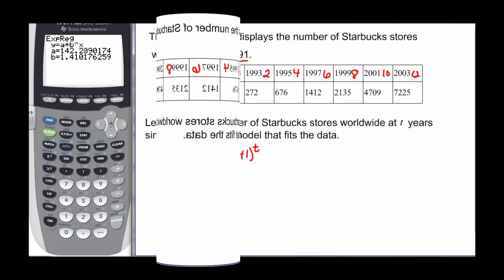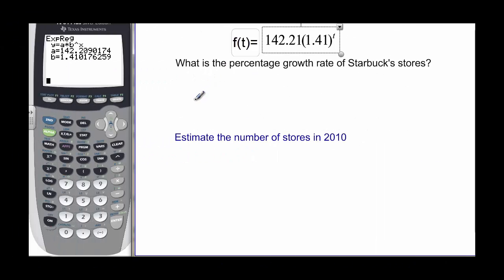So what is the percentage growth rate of Starbucks stores? We haven't talked about percentage growth rate, but the growth rate is going to be that base of 1.41, and we're going to subtract 1. And that would give me that growth rate because this is bigger than 1. So if I take 1.41 and I subtract 1 from it, I'm going to end up with 0.41, or that's the same thing as 41%. So that's my growth rate.